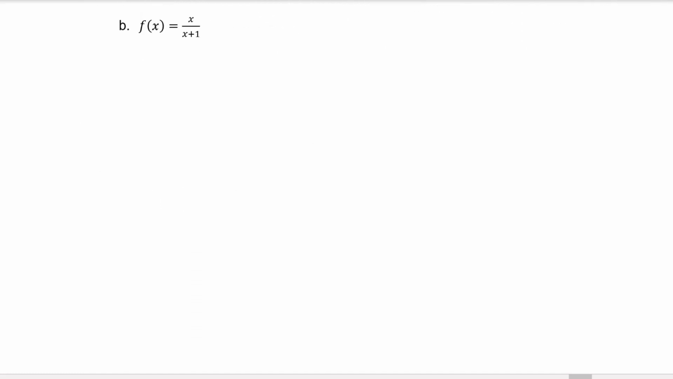All right, let's look at the second one. So f of x equals x over x plus 1, a nice rational function. Same idea, step 1, find your domain. In this case, our domain is negative infinity to negative 1, union negative 1 to infinity. Remember, you get that by setting the denominator equal to 0.